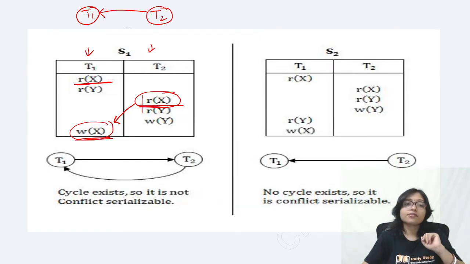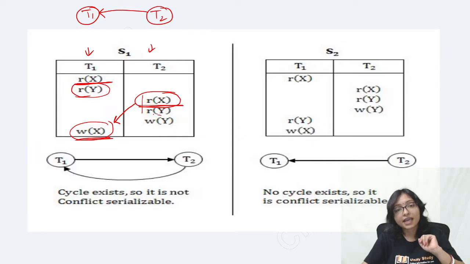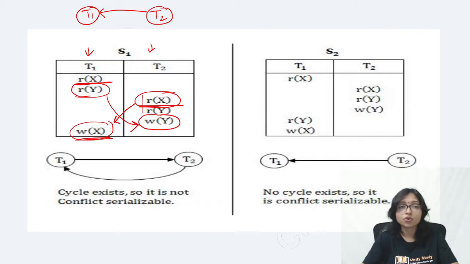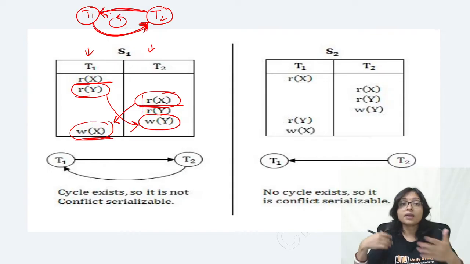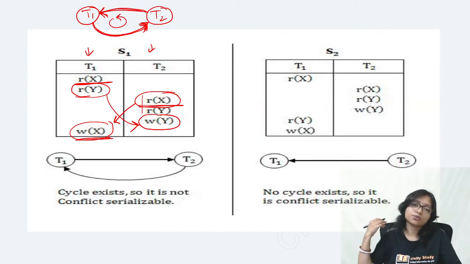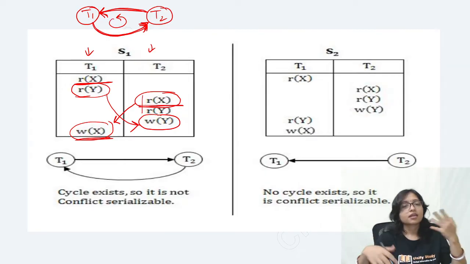Now after that, you can see here according to Y, read Y. But here is the write Y. So for Y, T1 is reading, after that T2 is writing. It means for Y you have to draw another arrow, from T1 to T2. Now you can see it is creating a cycle. This is a cycle, right? From here to here, again from here to here. You are blaming your brother, your brother is blaming you. Now the fighting is going on.